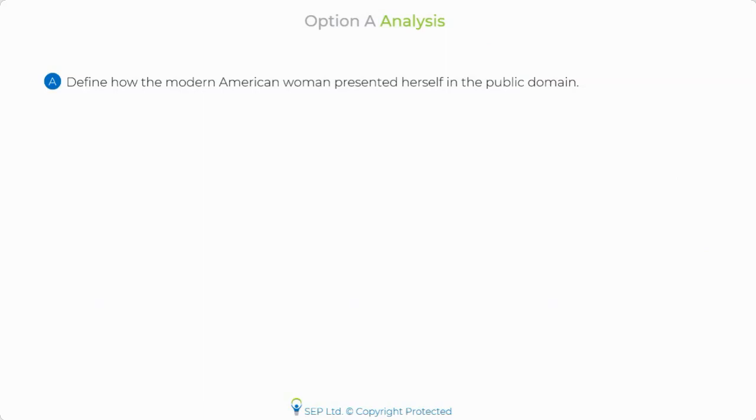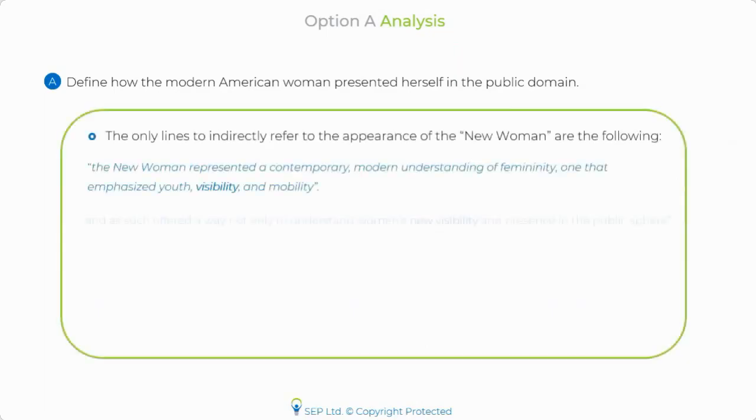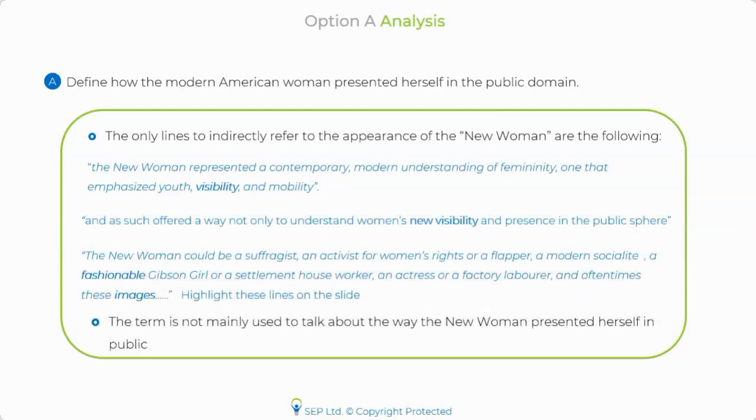Now look at option A: define how the modern American woman presented herself in the public domain. This is out and out a distortion. Definitely visibility has been used a number of times, but that was not the primary function of the new woman. It was not to define how the modern American woman presented herself in the public domain. So, I'm a new woman, I am more of a popular public figure? No, that was not the purpose of this term. Only 10% of you have marked it, but do you realize now that this is a very, very narrow understanding of the American woman?